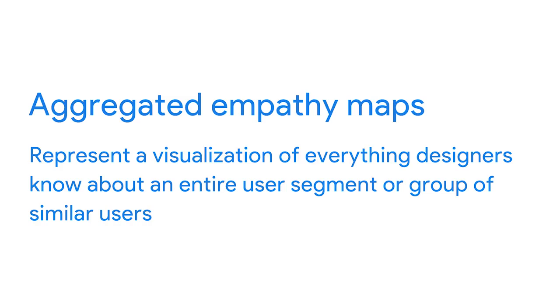Now that you know how to build one-user empathy maps, it's time to take what you've learned about a single user and apply that to multiple users. Aggregated empathy maps represent a visualization of everything designers know about an entire user segment or group of similar users, not just one user. Aggregated empathy maps appear exactly like one-user empathy maps, breaking down the information we've learned about our user segment into 4 categories: says, does, thinks, and feels. The difference is that aggregated empathy maps include information that is gathered from multiple users.